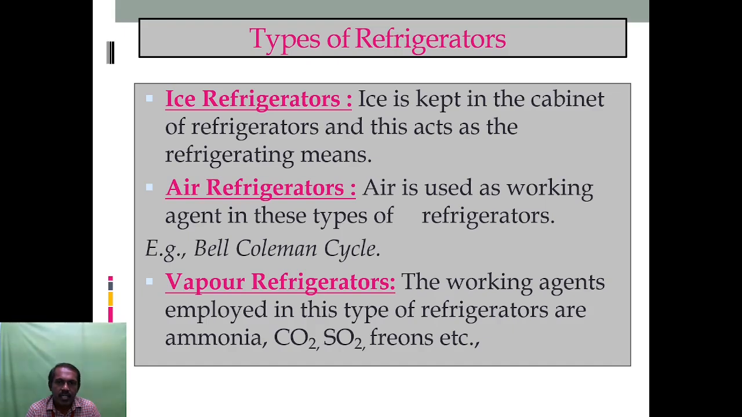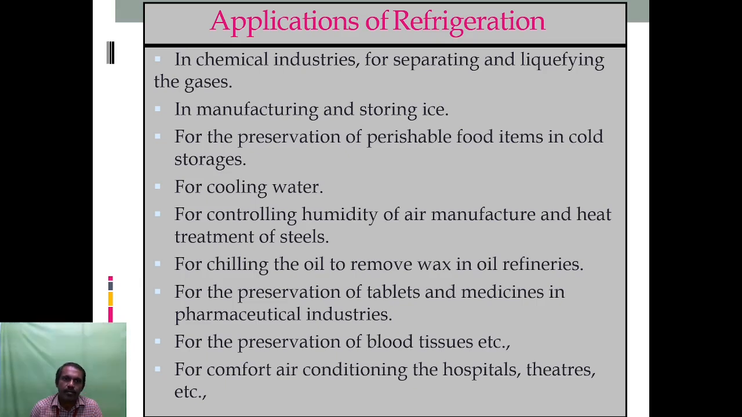So the ice refrigerator has ice in the cabinet. The air refrigerator uses air as the working medium. The vapor refrigerator uses a working medium such as ammonia and carbon dioxide.